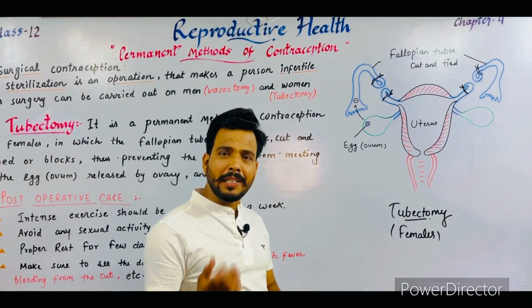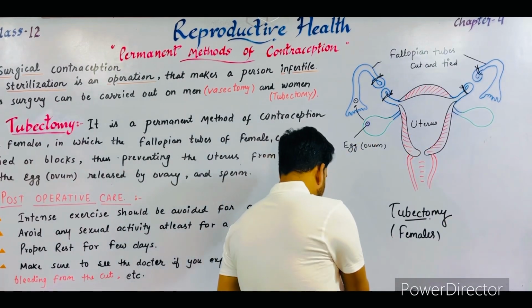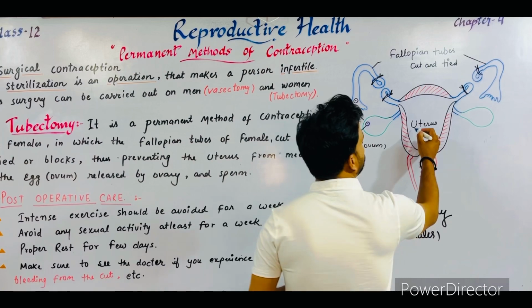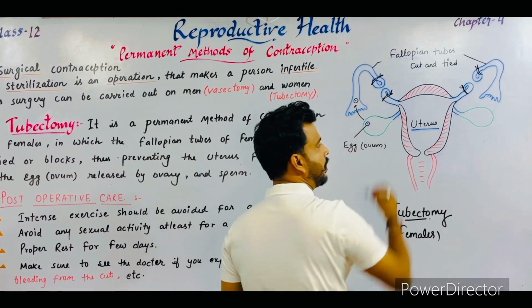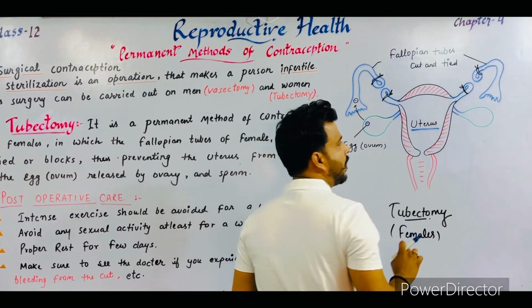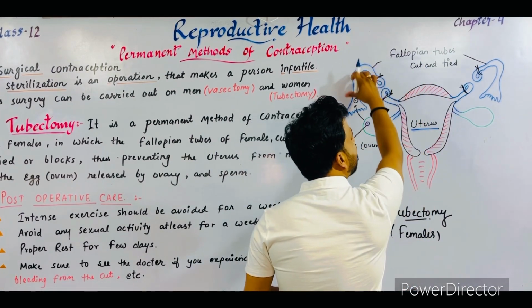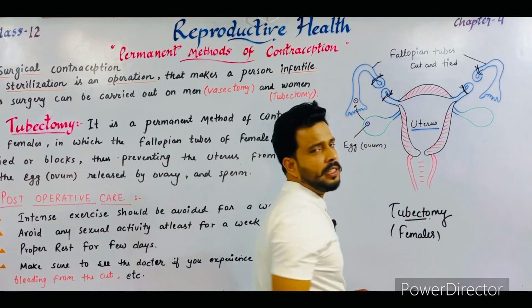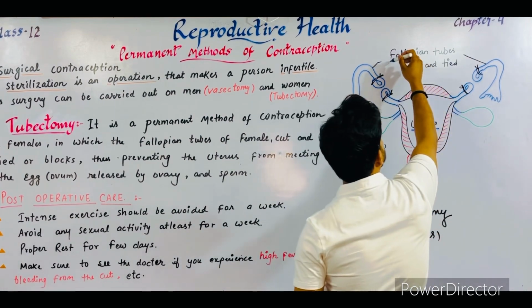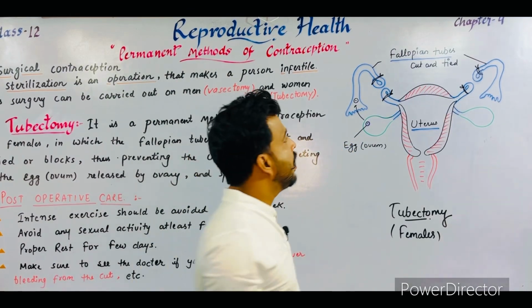That will make it easy to understand this topic. So this is the female reproductive system. In the center of the system, the uterus is present, which has highly muscular and contractile walls, and these are very thick walls. From both sides of the uterus, two tubes arise, which are termed the fallopian tubes. These are also known as the oviduct or the fallopian tubes.